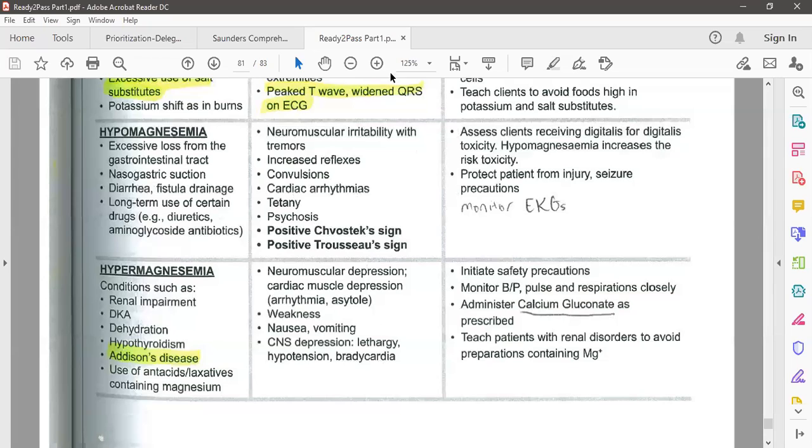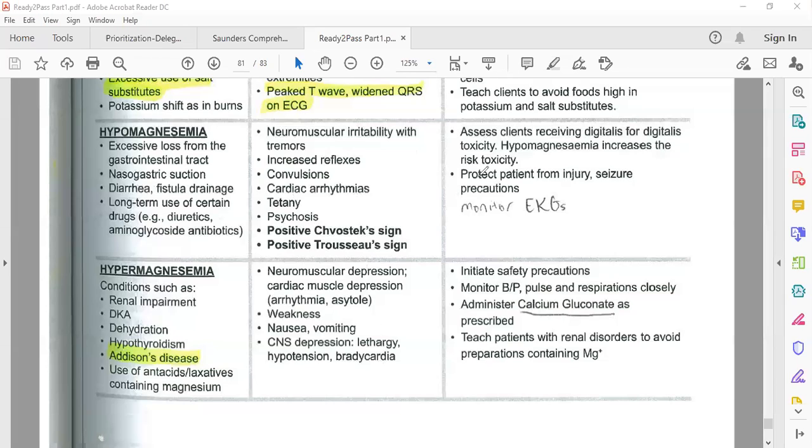So what are our responsibilities, right? Our responsibilities are to initiate safety precautions, monitor blood pressure, pulse rate, respiratory rate, and also administer calcium gluconate. It is super important. All is important for the NCLEX board. Calcium gluconate is also the drug of choice. For the patient with a renal disorder, avoid preparations containing magnesium.